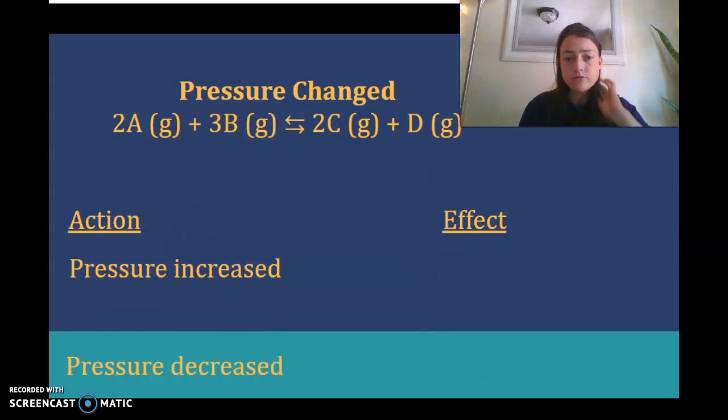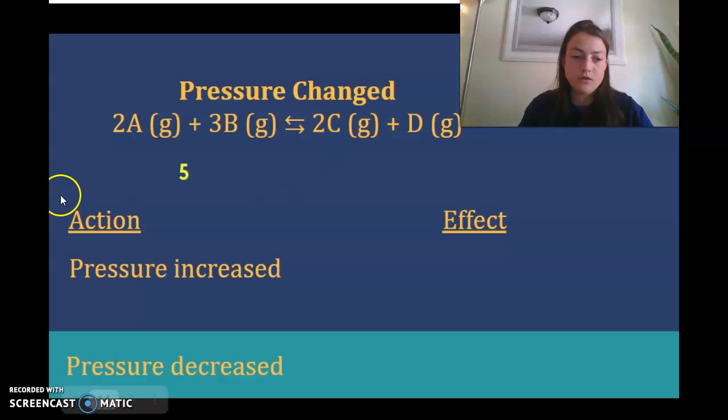For a pressure change, remember we're relating pressure to volume. So we're either squeezing things and increasing the pressure, and so decreasing the volume, or we're decreasing the pressure and making things a little bit more spaced out. For this, we really have to count the number of moles on each side of our reaction, and to do that, we look at our coefficients. For our reactants on this side, we've got 2 moles of A and 3 moles of B, so overall we've got 5 moles total on the left side of our equation. On the right side, for our products, we've got 2 moles of C and 1 mole of D, so that's 3. So we've got more total moles on our reactant side than our product side.